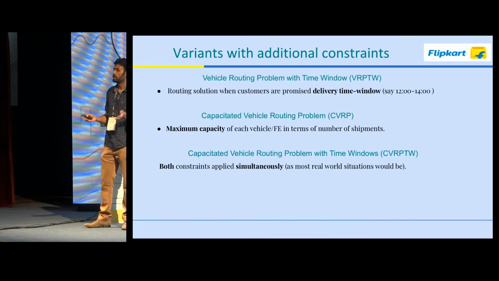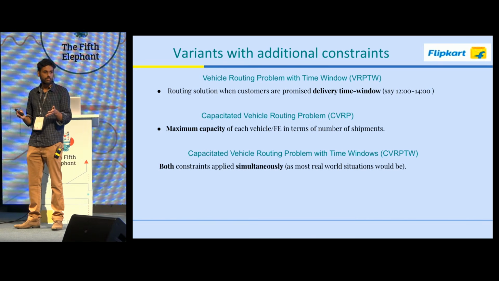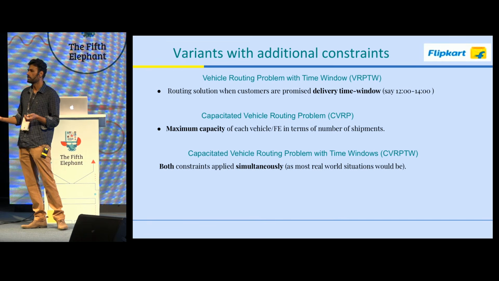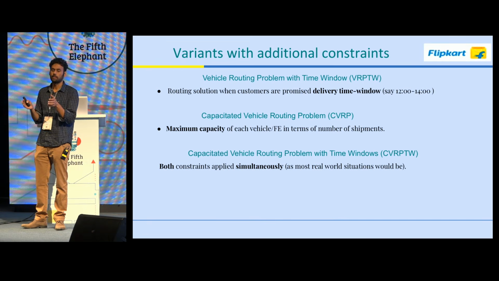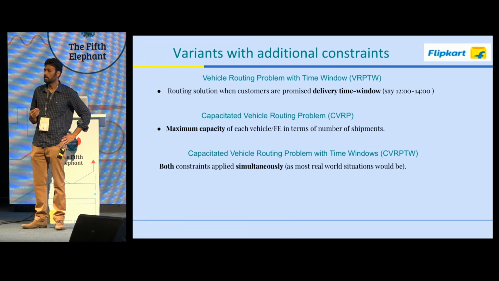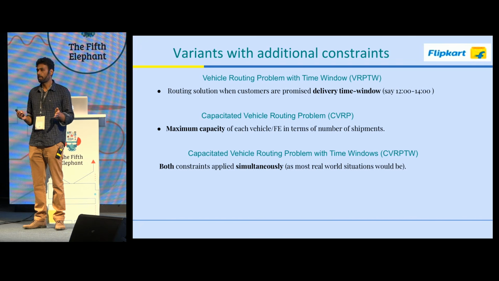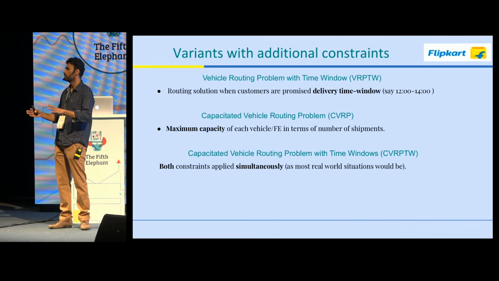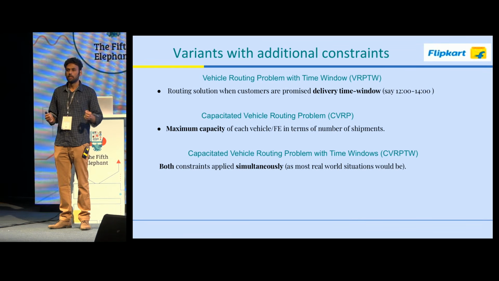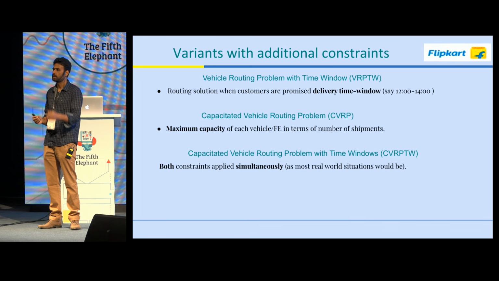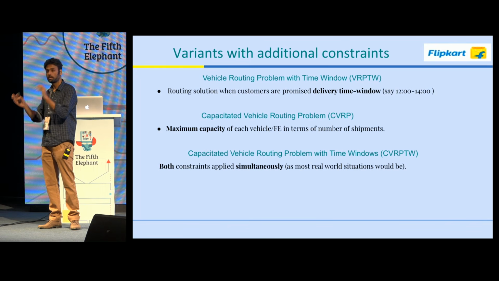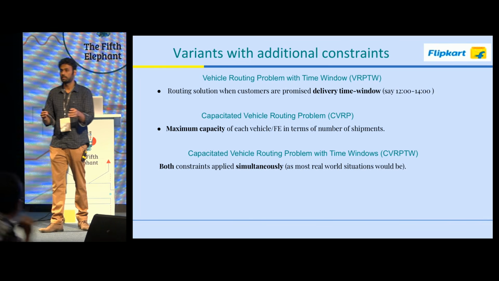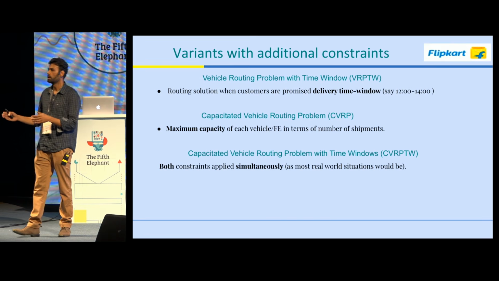One is that, like I hinted earlier, you have customers who promise time windows, and so you want to make deliveries within that time window. You want the arrival times to be within that time window. So these are known as vehicle routing problems with time windows. The other thing is the capacity constraint. You have the vehicle or you have the FE, and there's only a maximum number of shipments you can carry, or maximum volume. So when you have problems like that, you have the capacitated vehicle routing problem. And when you have both constraints, customers with time slots as well as the capacity constraint, you have the capacitated vehicle routing problem with time windows.